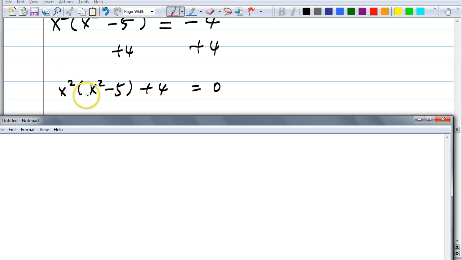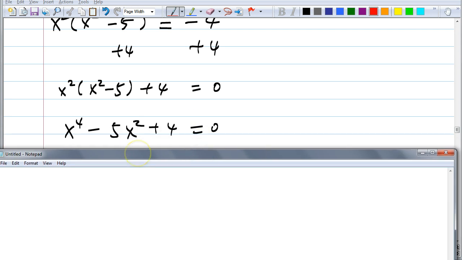You got to multiply this out now, right? So how do you multiply x squared times parentheses x squared minus 5? You distribute, right? Kira, tell me what to write. X fourth minus 5x squared plus 4 equals 0. Exactly. Now you have a trinomial. Now we have something we know how to factor, right? You got to use the bow tie method. Does that make sense?